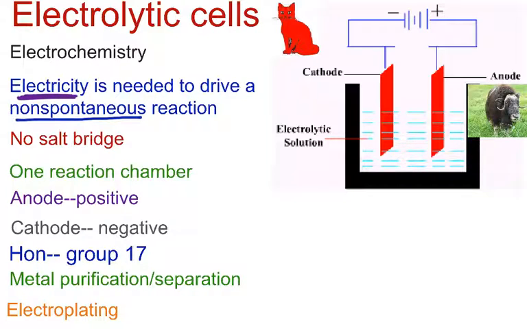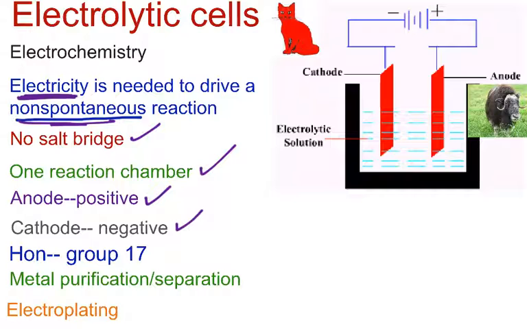Some differences between the voltaic cell and electrolytic cell that jump up are the fact that the electrolytic cell has no salt bridge. Typically, it has one reaction chamber. The anode is positive and the cathode is negative. Well, the biggest difference is that it's non-spontaneous.